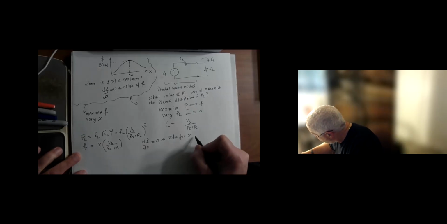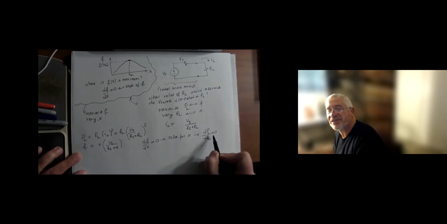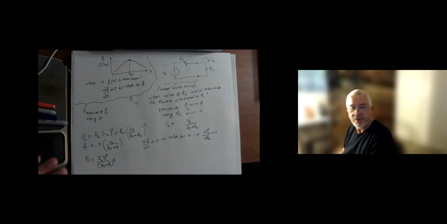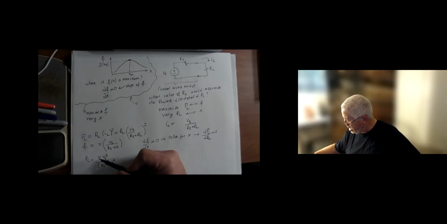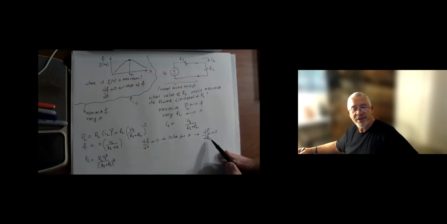So when we do this, what are we doing here? This means taking the derivative of PRL over RL. It's the same thing. So what am I going to do here? I'm going to differentiate this with respect to RL. PL is RL VS squared over (RS plus RL) squared. Remember, when we do this, everything is constant except RL. RL is my x.